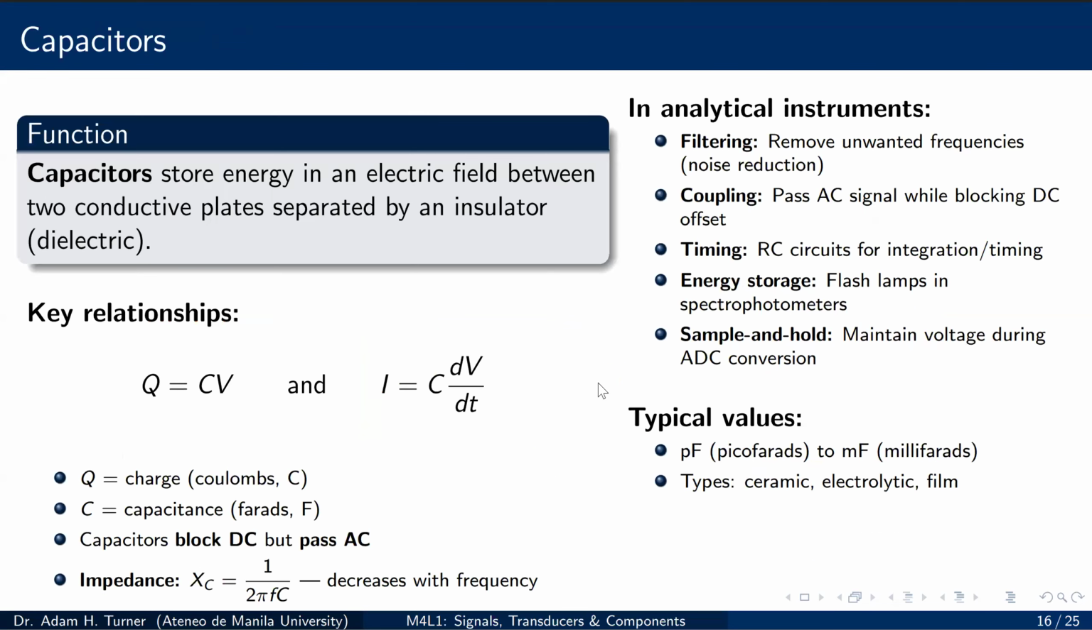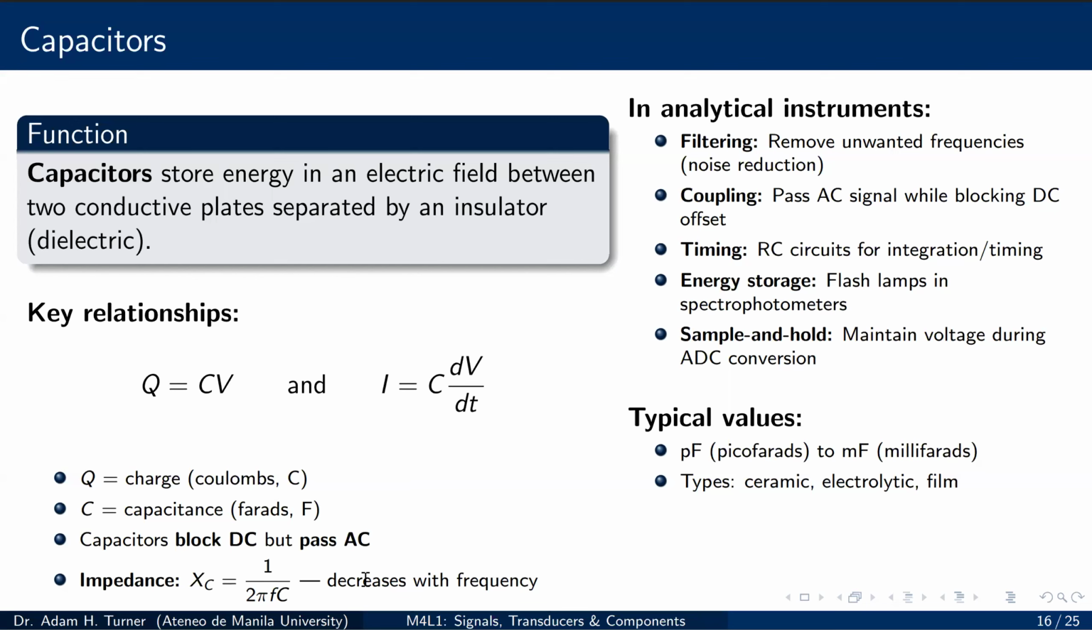Capacitors are the next one after resistors. These store energy in an electric field between two plates. The charge stored is Q equals C times V. But the really important relationship here is the impedance formula, where Xc equals 1 over 2 pi f C. This tells us that a capacitor's opposition to current decreases as the frequency increases.